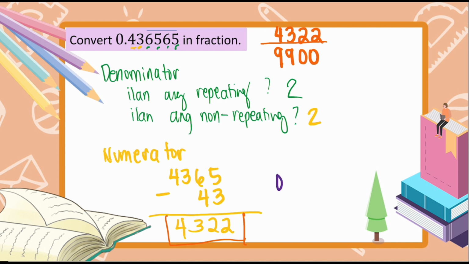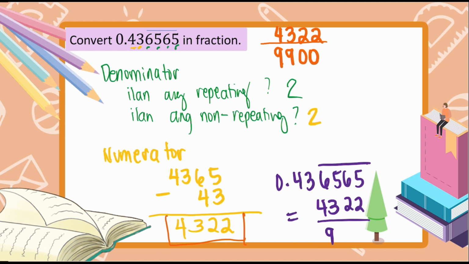Therefore, 0.436565, which is a repeating decimal, is equal to 4,322 over 9,900. This is our final answer.